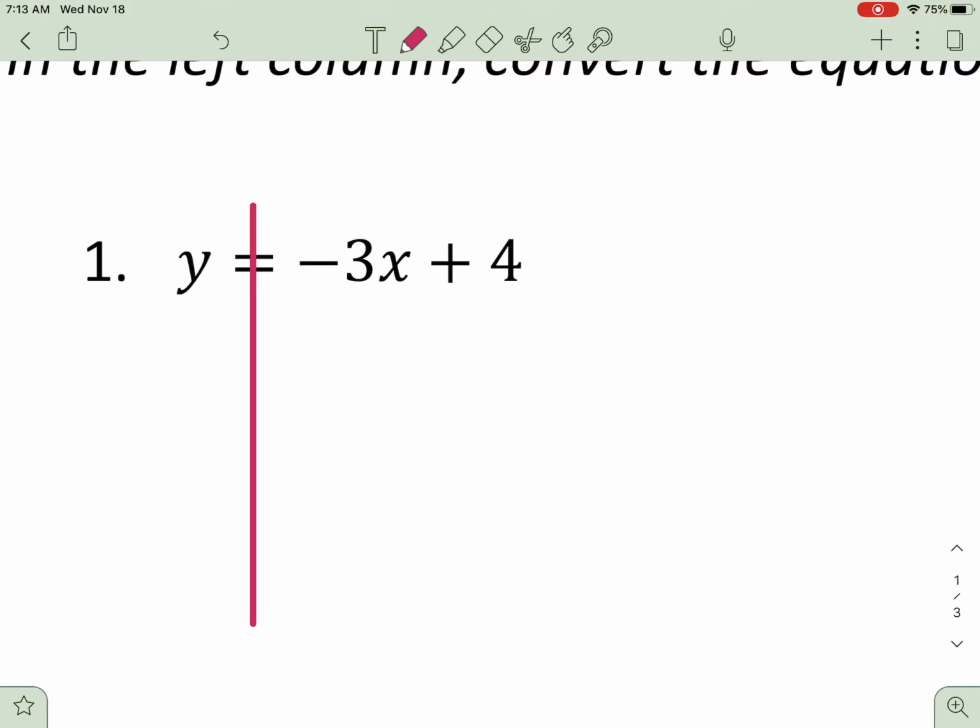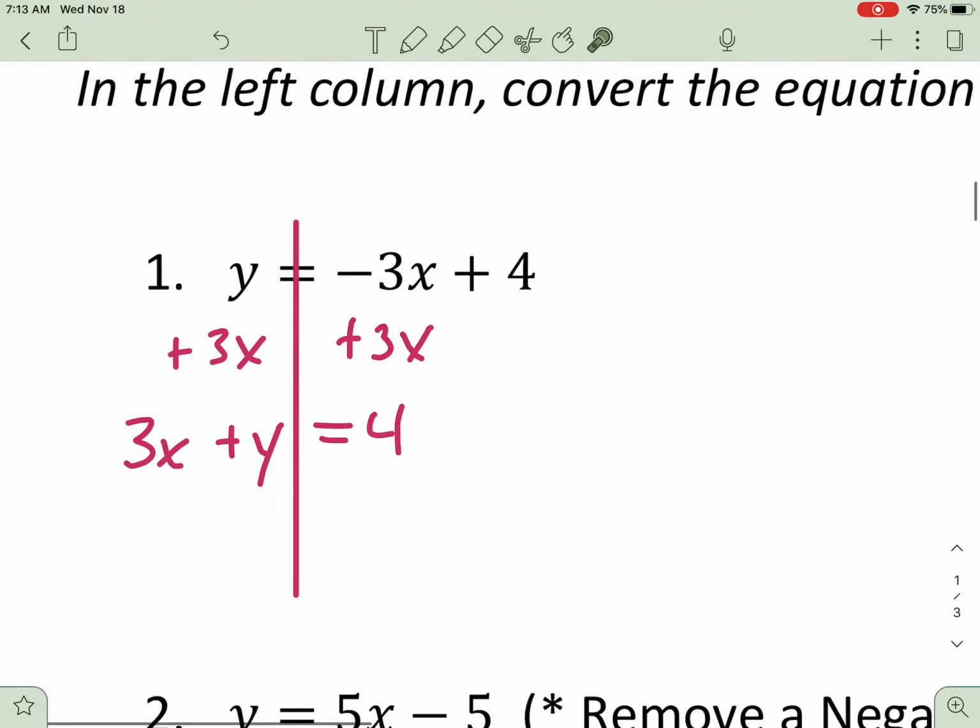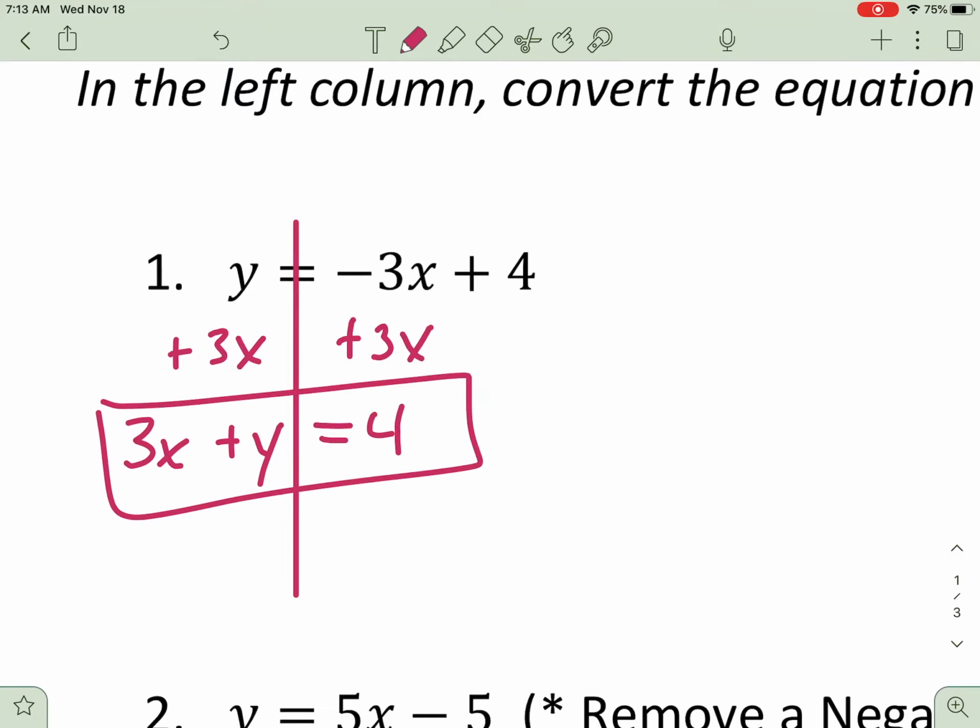So let's draw a line down between, and we're going to add 3x. Adding 3x gives you 3x plus y equals 4. So x is positive, x and y are on the same side, and all the integers are whole numbers. So this is done. That would be our answer.